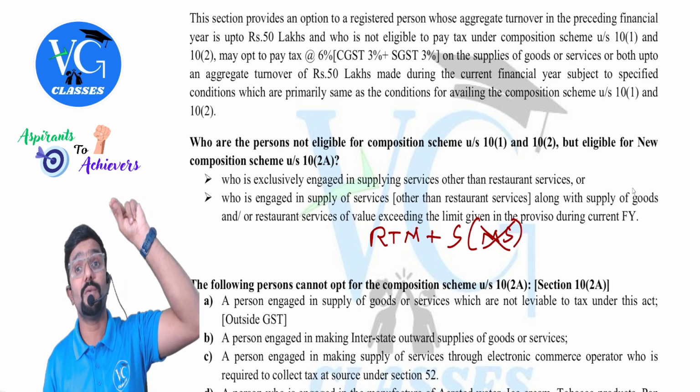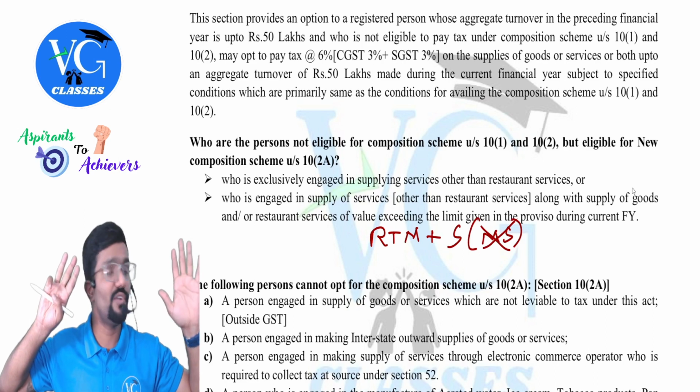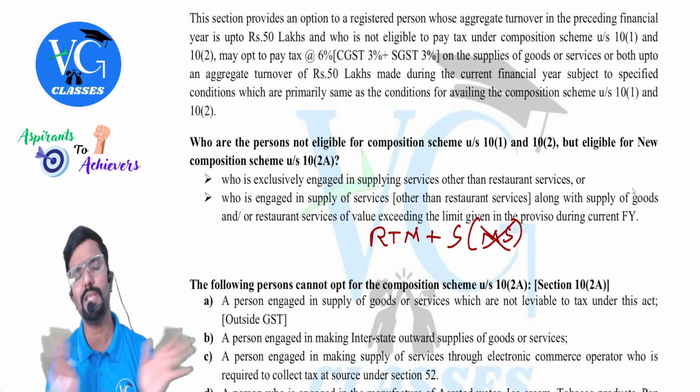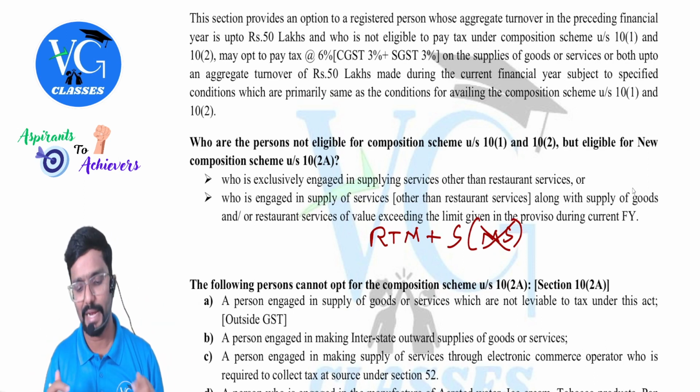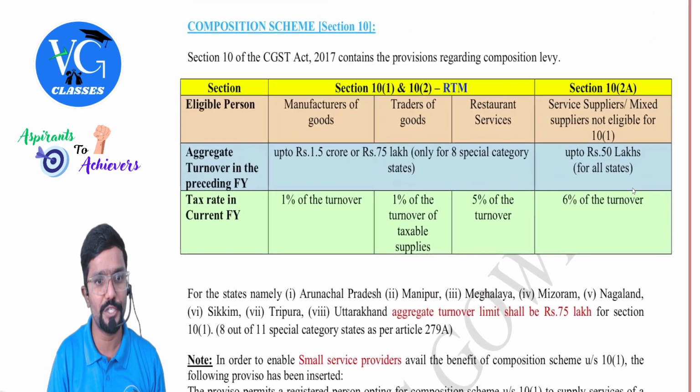Under 10(1), it was 1.5 crore for all the states except 8 states. For 8 states, how much was it? 75 lakh. Whereas here, for all the states, no discrimination, no distinction, it is always 50 lakh. You can just observe here. I have made one table that is in the revision book.